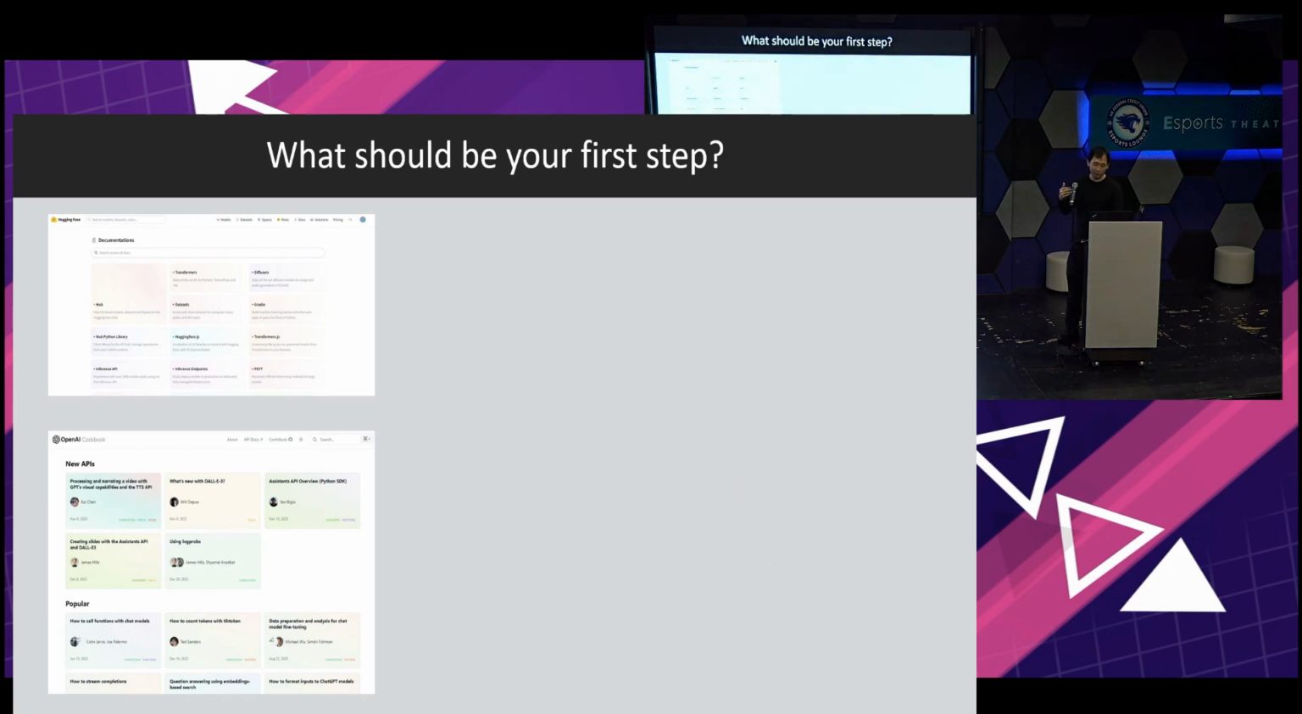So what should you do as your first step? The first step is just to go to the documentation pages of well-known packages like Hugging Face, and you can go to the OpenAI Cookbook, where people post how they use LLMs and AI for now, and then just go over their usages and try to replicate them.